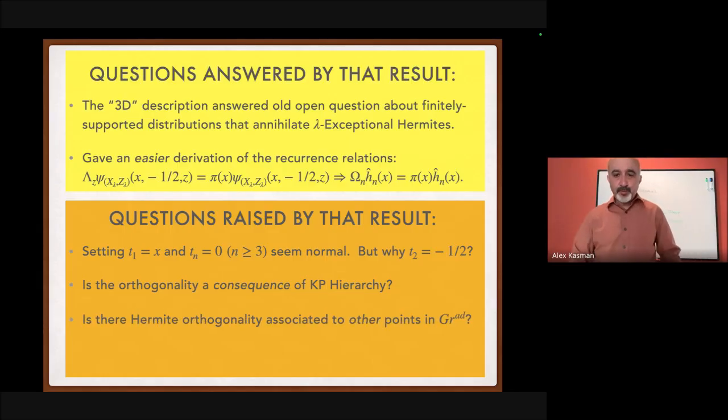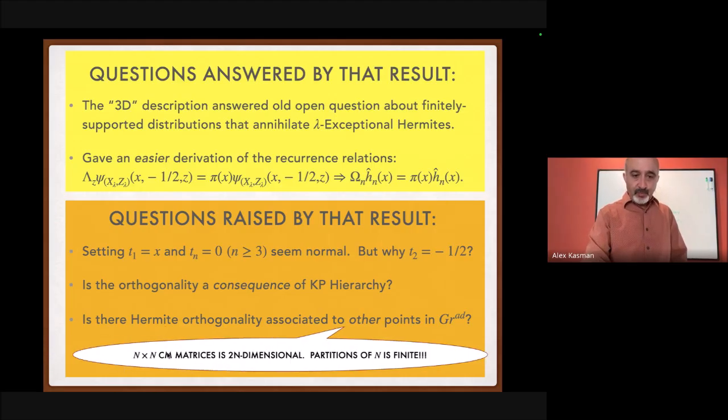And what about all the other points in the adelic Grassmannian? Remember, for the n by n case, there's essentially a 2n dimensional space of Calogero-Moser matrices, but there's only a finite number of partitions of n. So this result that we had was about just a finite number of points in a 2n dimensional space. What about all the rest of those points? Was there orthogonality there too?